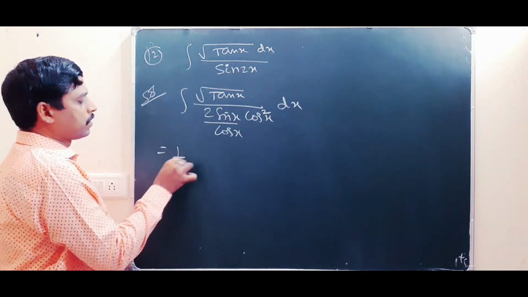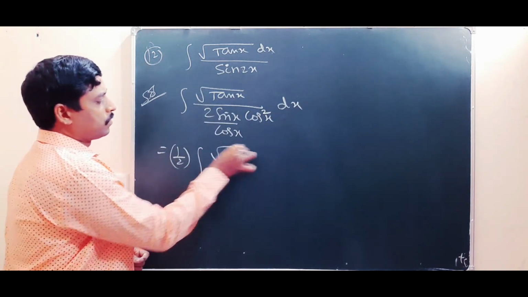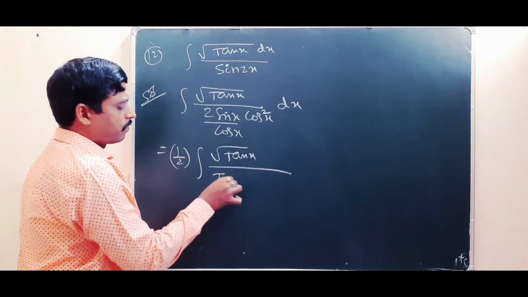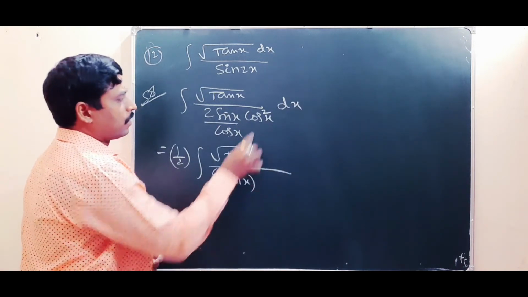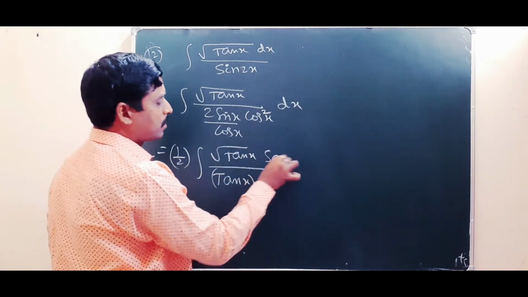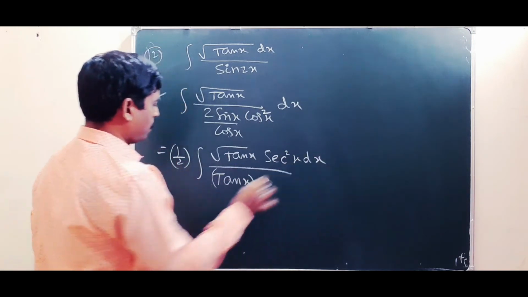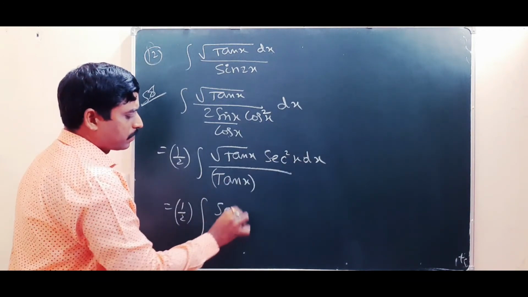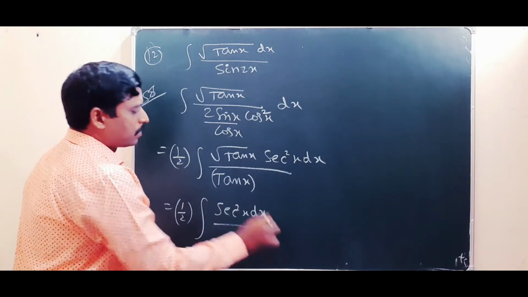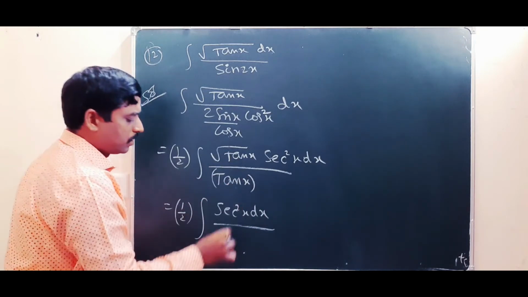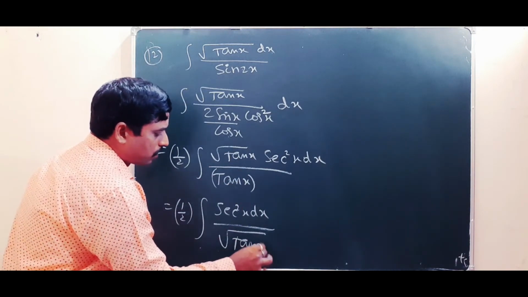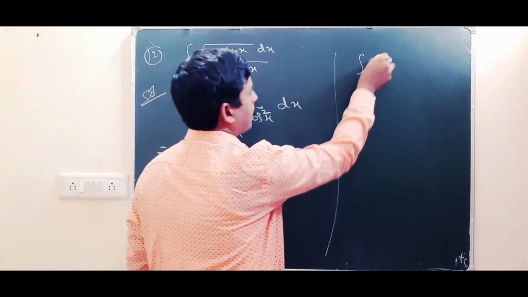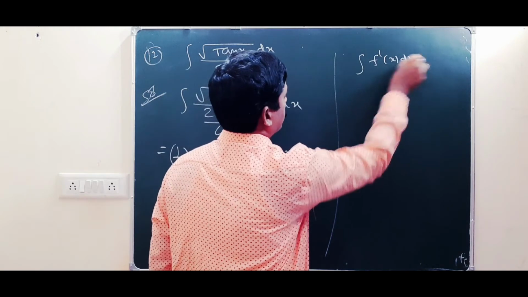So 1 by 2 constant, integral root tan x upon sin x by cos x, which gives tan x, and 1 by cos square x is nothing but secant square x. So 1 by 2 times the integral of secant square x dx upon root tan x by tan x, which is going to be root tan x. One root value gets cancelled. We have one formula: integral f dash x dx by root f of x.